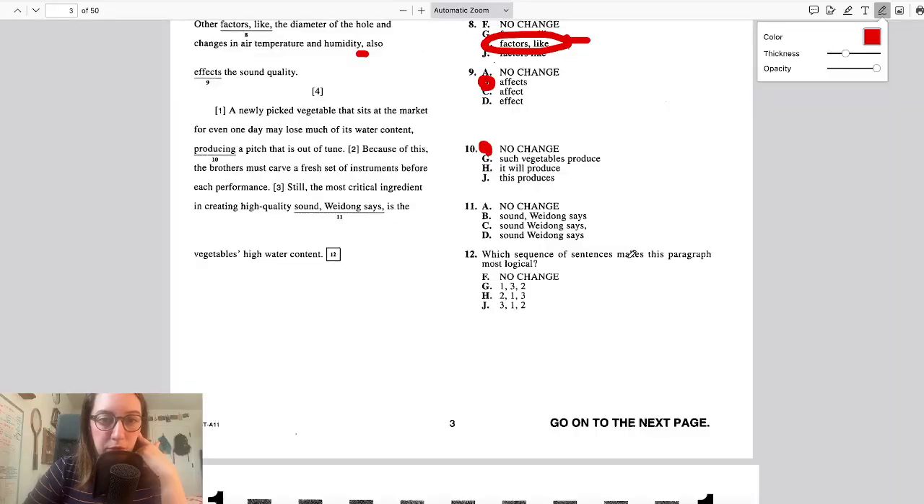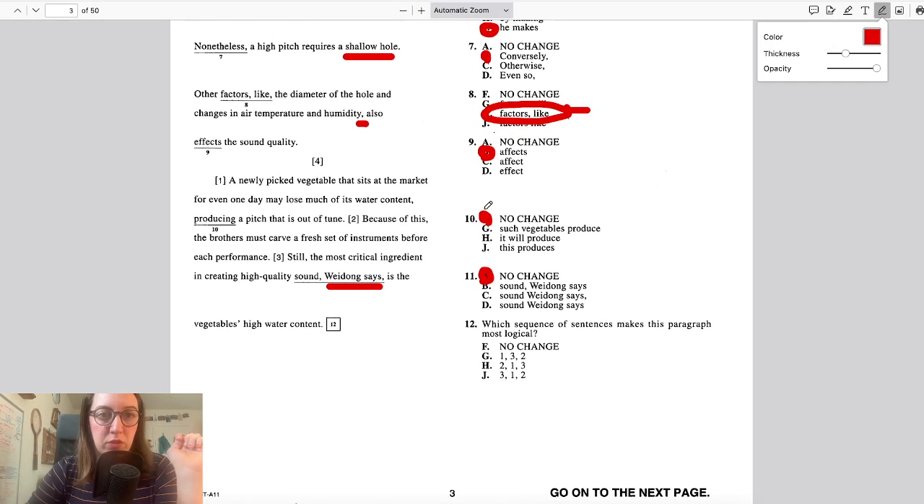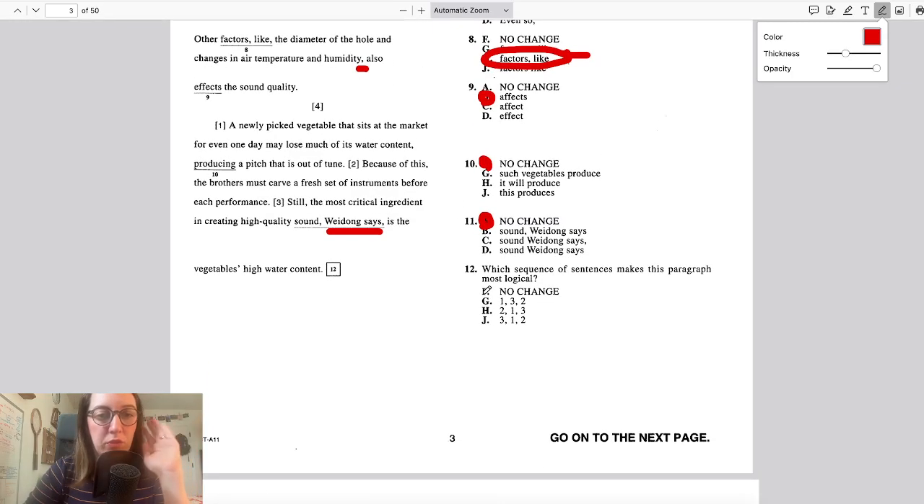11. Still, the most critical ingredient in creating high-quality sound, Weidong says, is the vegetable's high water content. Okay, so this is fine because this is a little aside, right? This is something that we're putting between those paired commas. So similar to this up here: other factors, comma, like the da-da-da, comma. Same deal. You're just setting that slightly aside from the rest of the sentence, and allowing the original construction of the sentence to flow despite that inserted phrase.